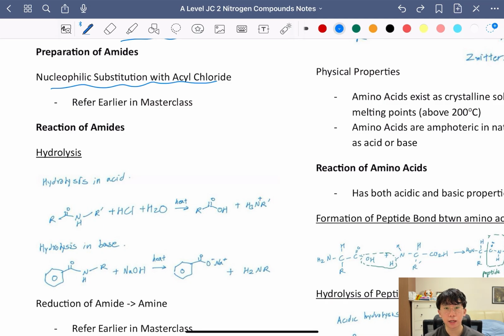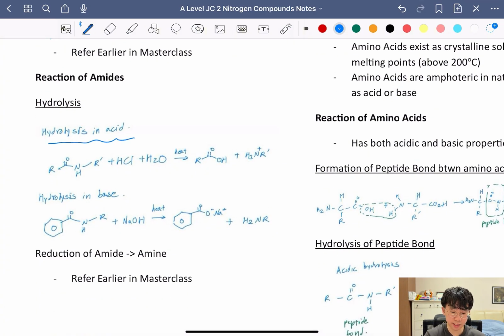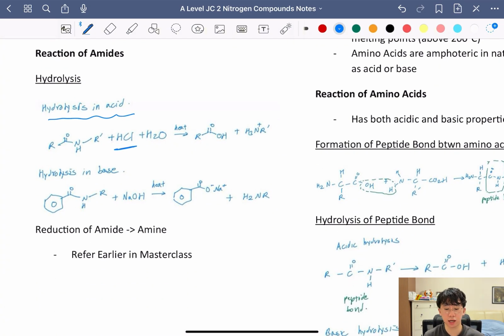And your amides can also undergo some reactions. For example, it can go through hydrolysis. You can do it in acid, for example with HCl over here, just an example of a reaction, and you can get your carboxylic acid and your amine with a positive charge and a H+. Of course, there's a Cl- over here as well.